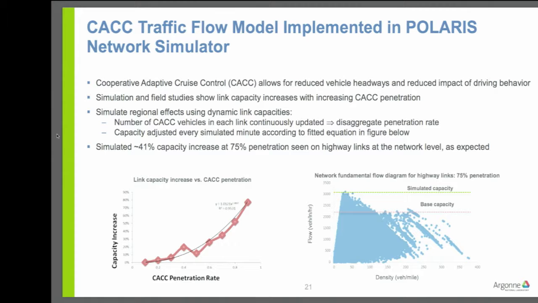So this is continuously tracked as the model runs, where on a 6-second by 6-second basis, we know the number of CACC enabled vehicles within each link. So we modify the current capacity for each time step. So if more CACC vehicles are on a link, we get more flow through that link. Next slide.